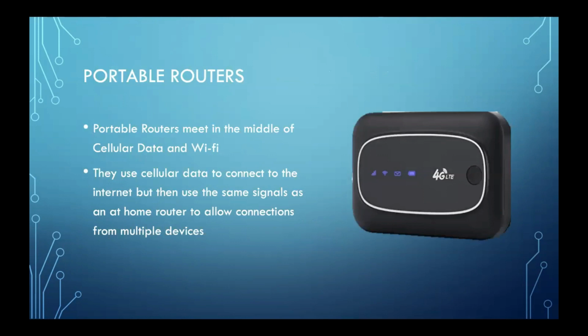And portable routers. This kind of goes into the cellular data plan. A portable router is like this small little box. It acts as a Wi-Fi router, but it uses cellular data. They have to be charged, so there's a limitation in that. But again, like Wi-Fi, you can connect multiple devices to them and you can use them wherever you go.